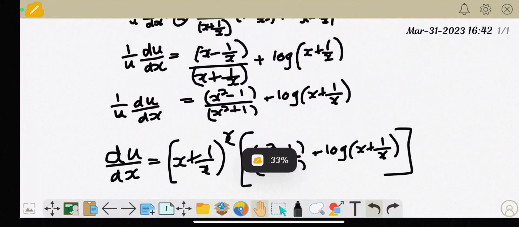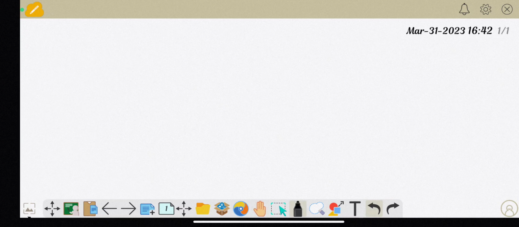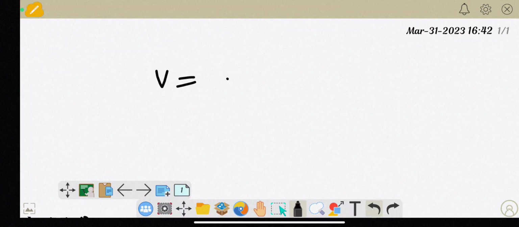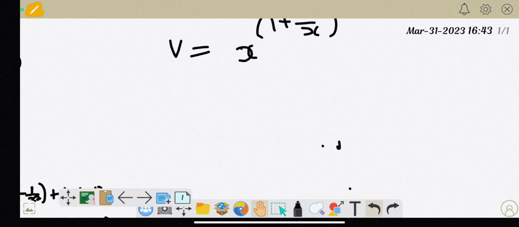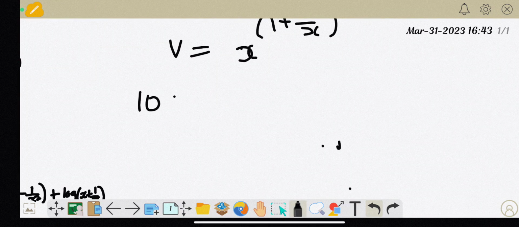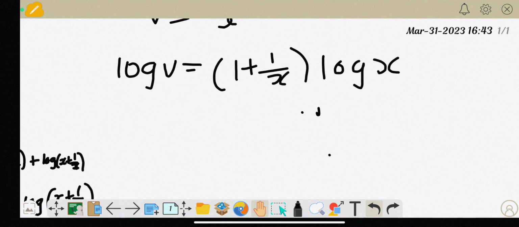Okay, similarly you have to do dv by dx. Okay, so here what is the v term now? V term is x to the power 1 plus 1 by x, correct? So here also apply log on both sides. Log v is 1 plus 1 by x into log x, correct?